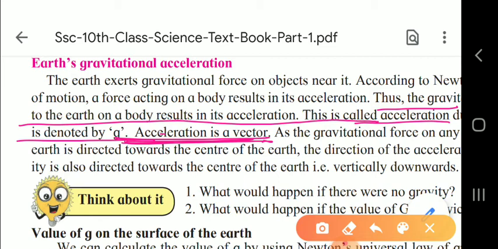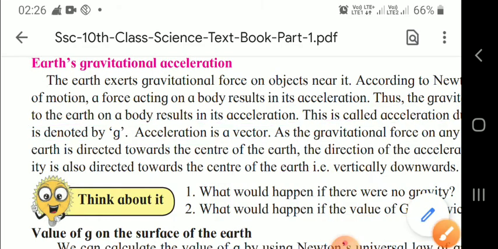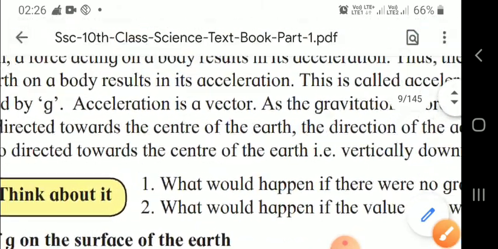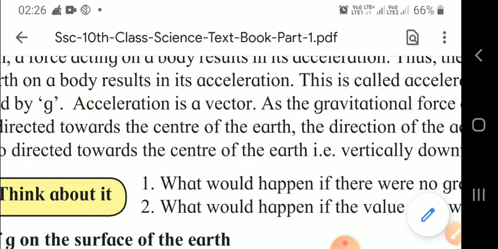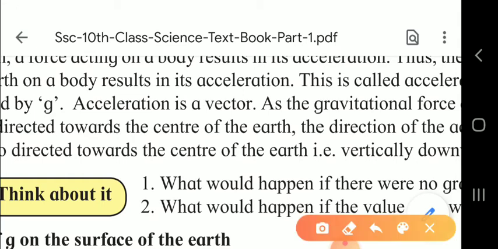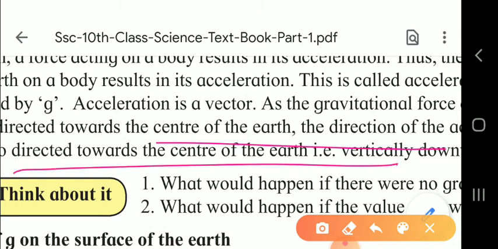The gravitational force on any object due to the earth is directed toward the center of the earth, so the direction of acceleration due to gravity is also directed toward the center of the earth, and that is why it is always vertically downward. So this point you have to note down, that it is always vertically downward.